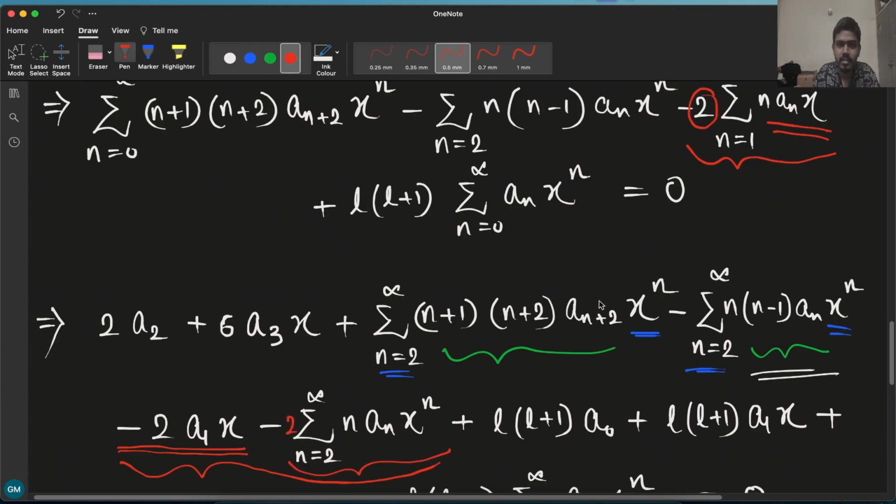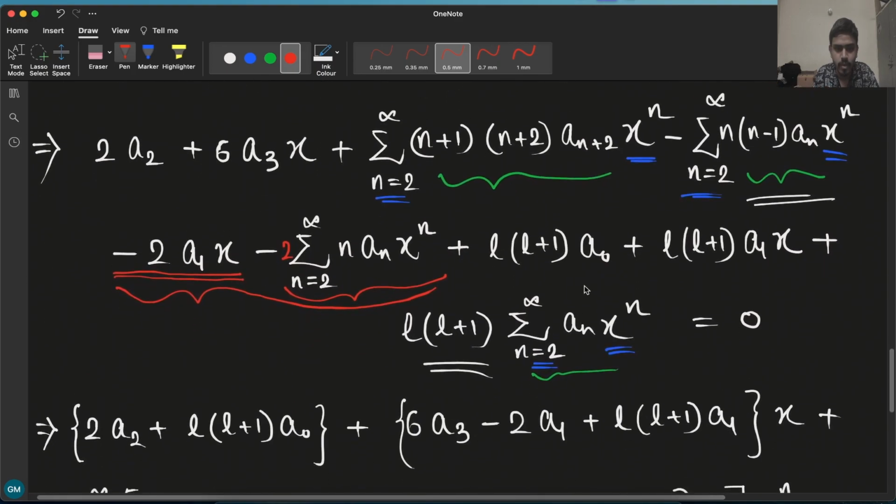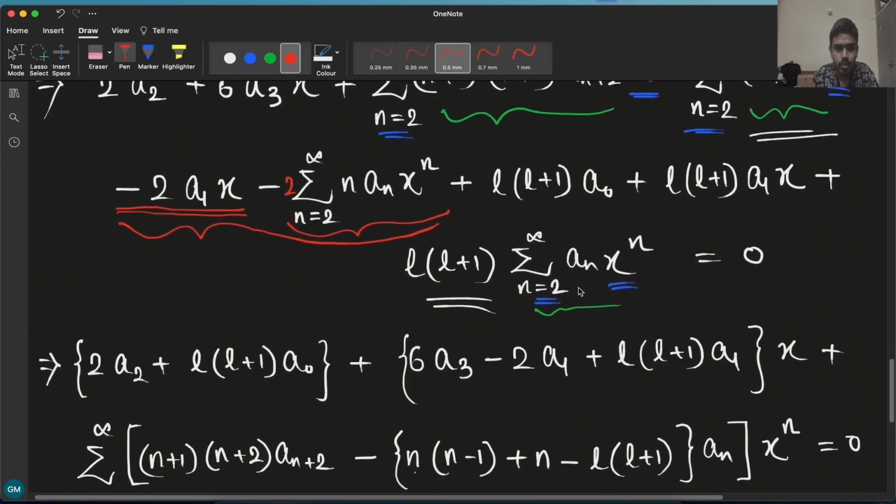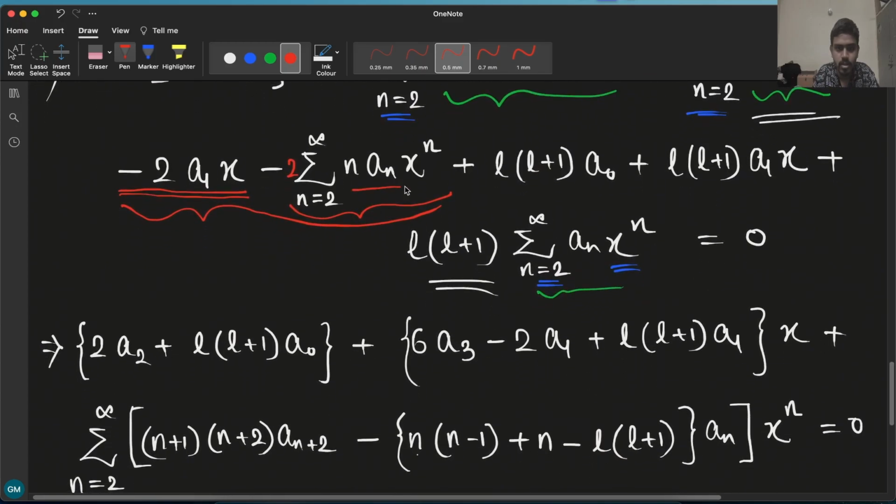Good. So if I write this 2 factor, here this term is coming like so: a n is here, x to the power n is here, and this n is this n. In that case I need to multiply by 2, so here also I need to write a 2 factor, right.